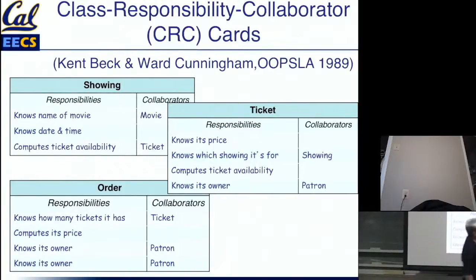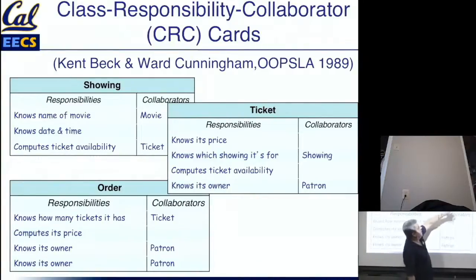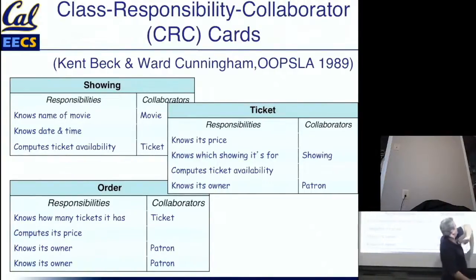Similarly, a ticket, well, a ticket certainly knows its own price. It knows which performance it's for. OK, well, that implies that there is some class somewhere that models the concept of a performance, so ticket would have to collaborate with it.